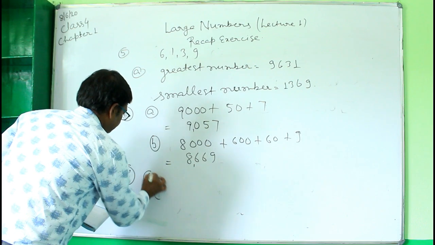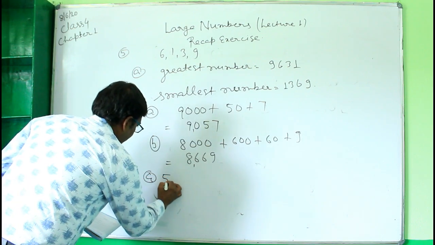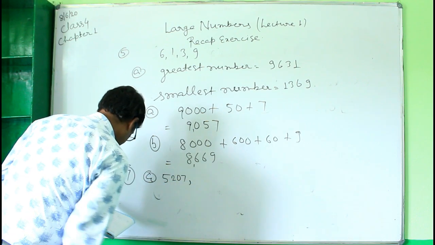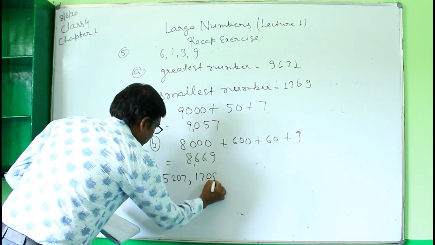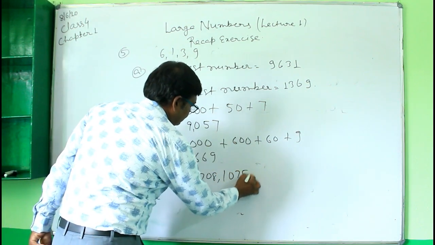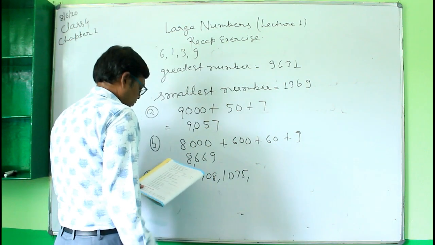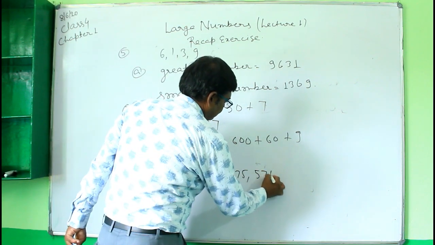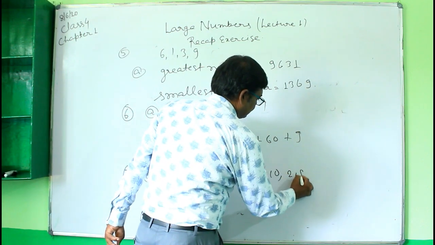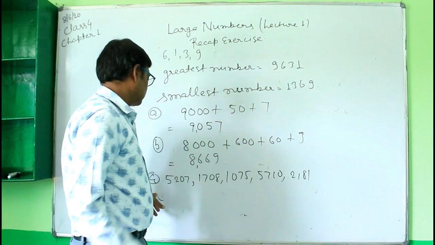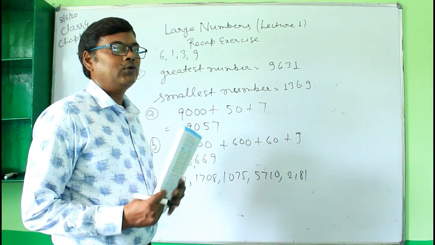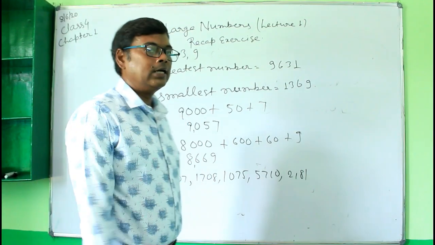Question number A. You are given the number 5,207. The next number is 1,708. The next number is 1,075. And the next one is 5,710. And the last number is 2,481. Now you have to arrange these numbers in the descending order.